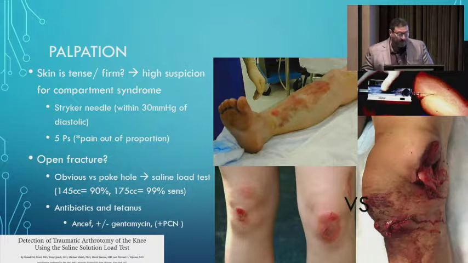You want to look for the five Ps that we talk about. Is it an open fracture or closed fracture? Is it a buttonhole? Or is it an obvious open injury? If you're not sure if there's an open injury in the knee, you can do the saline load test, where you can load the knee up with saline and see if the fluid extravasates through what you're worried about being an open injury. If there's any doubt, patients should be taken to the OR and washed out, because the morbidity of missing an open joint injury is pretty high compared to the morbidity of a knee scope where you can just wash out the knee joint.